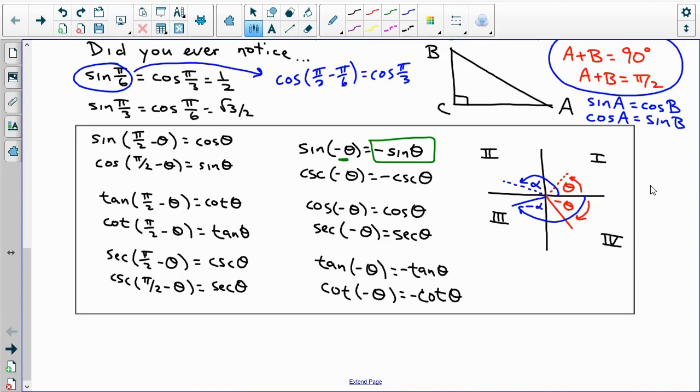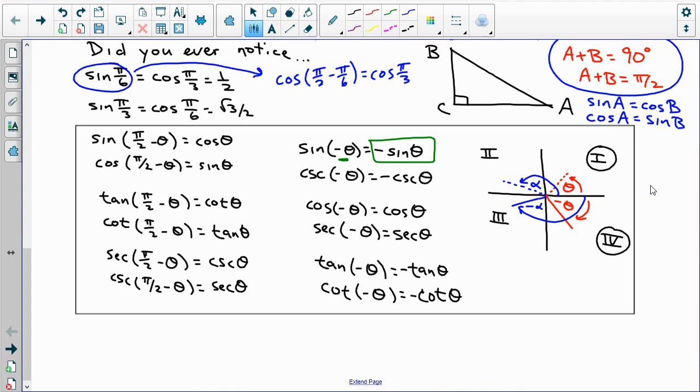Tangent's going to work the same way. Tangent's positive in first and third. So notice that the red or the blue, it doesn't really matter: one of them is going to be positive and one of them is going to be negative. But what's really interesting is when you look at the cosine: the cosine of a negative angle is equal to the cosine of the positive angle. That makes sense because cosine is positive in first and fourth and negative in second and third. So if the red one was positive, the negative red one's also positive. And if the blue one's positive, the negative blue one's also positive. And so on with cosine.